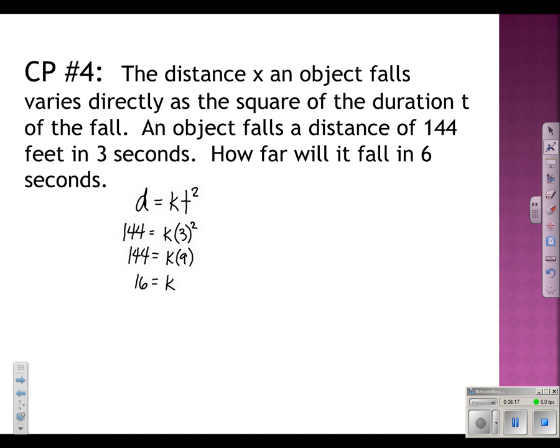So if we're going to figure out how far it's going to fall in 6 seconds, use that constant of variation and set up a new problem. Distance we don't know for the new fall. Our constant of variation is 16. Our time is going to be 6, and we need to square that. So 16 times 36. And if you punch that in, 16 times 36 is 576.